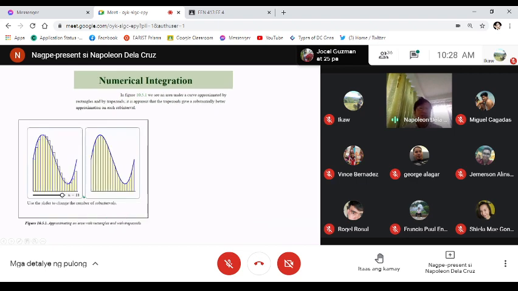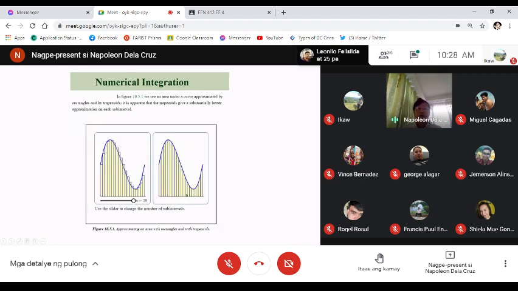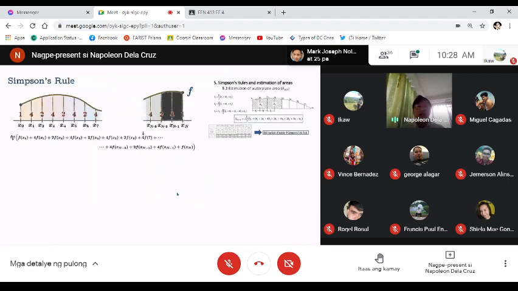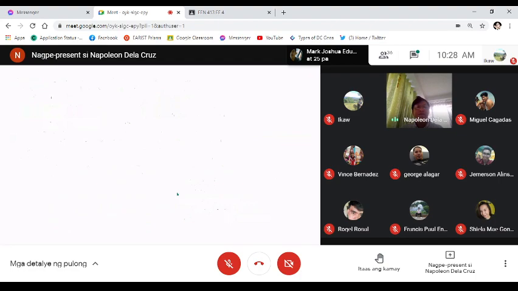Okay? Look at this. This is already 18. This is 19. So almost accurate na. Okay? This is the sub-interval na 20. Ito na ang itsura niya. So we will be solving for this one. Okay? So this time we will be using Simpson's rule.